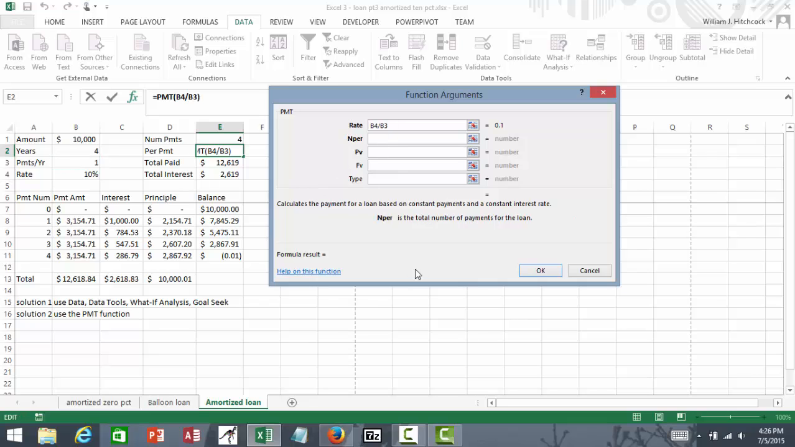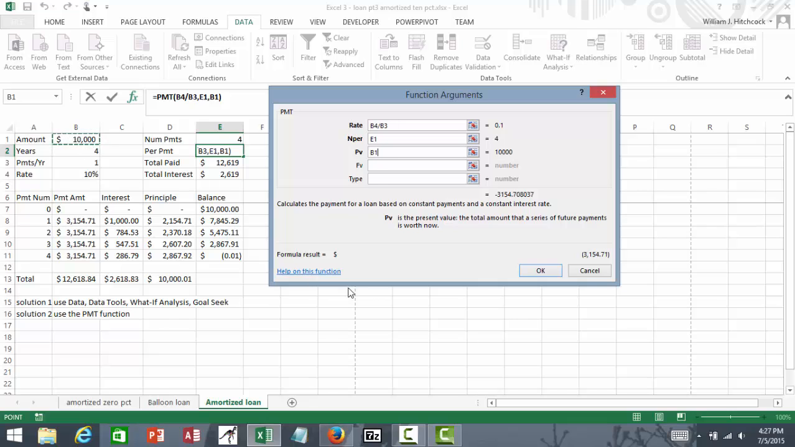The next function is N period, the total number of payments for the loan. Total number of payments for the loan is found in cell E1. In other words, it's the years times the payment per year. The PV is the present value. It's the total amount that the series of future payments is worth right now. Well, that's basically what we're borrowing. So I'm going to reference cell B1.